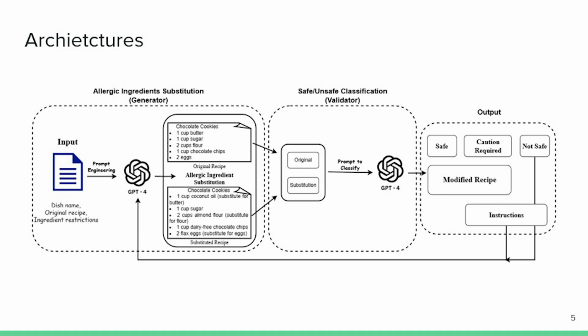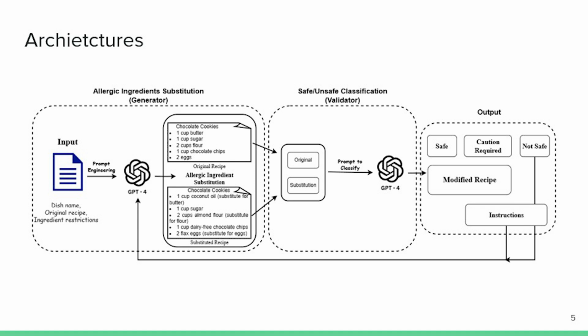And if it's safe, then the recipe is approved to be directly presented to the user. If it's caution required, it means there is some minor issue within that recipe. So the validator will provide some instruction and explanation on how to proceed with the dish safely, and it will send that instruction along with the recipe to the user.